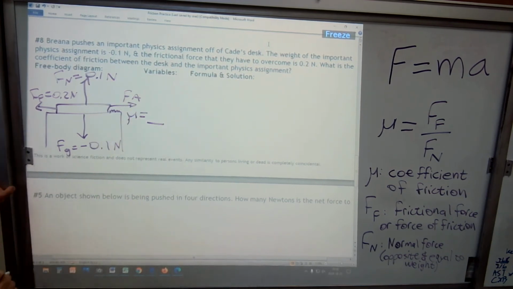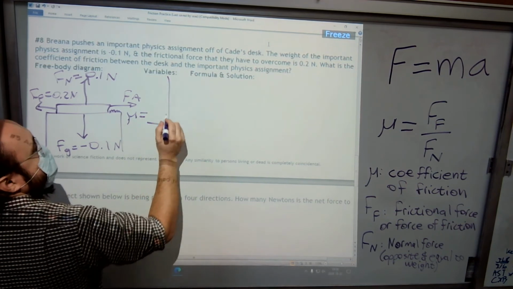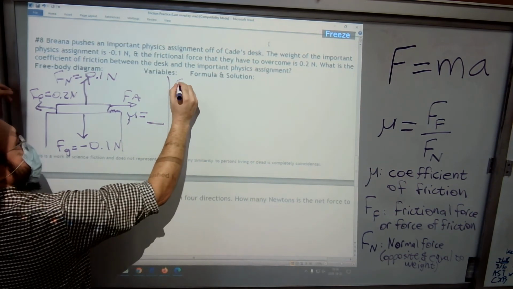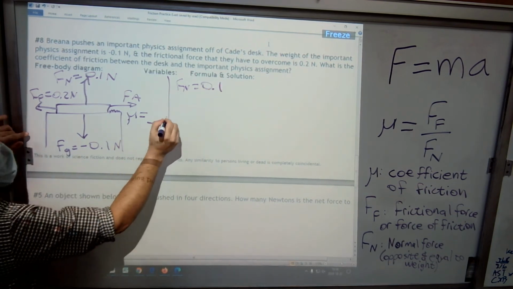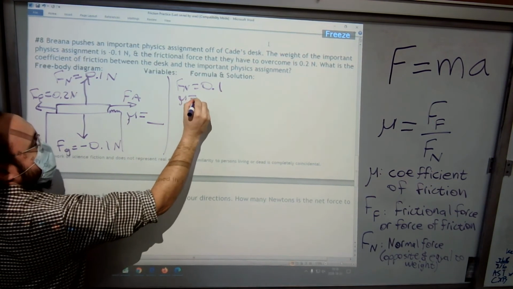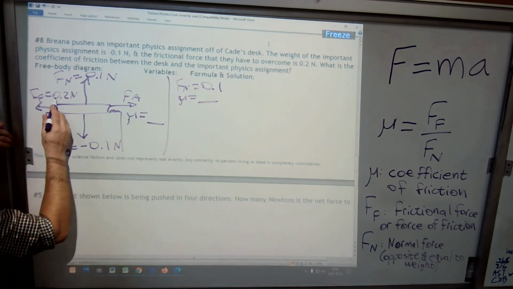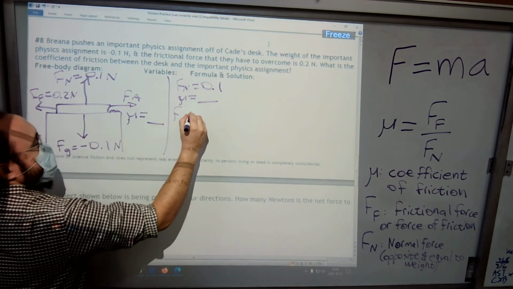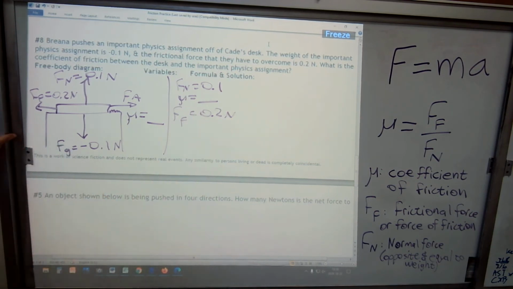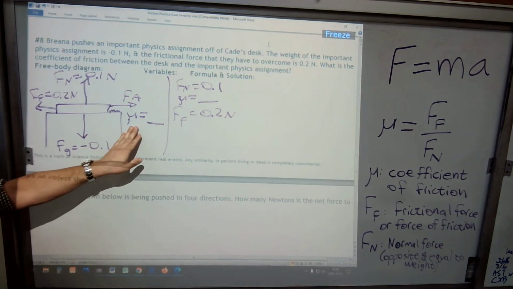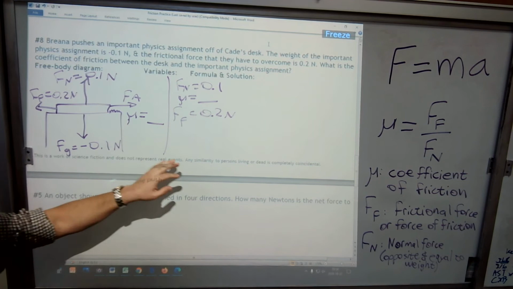Okay. Well, alright, let's write down my variables. My normal force is 0.1. Mu is what I'm looking for. And force of friction is 0.2 newtons. You'll remember this mu, right? It's not an m, it's a mu. That means coefficient of friction. See, I got it all written over here.